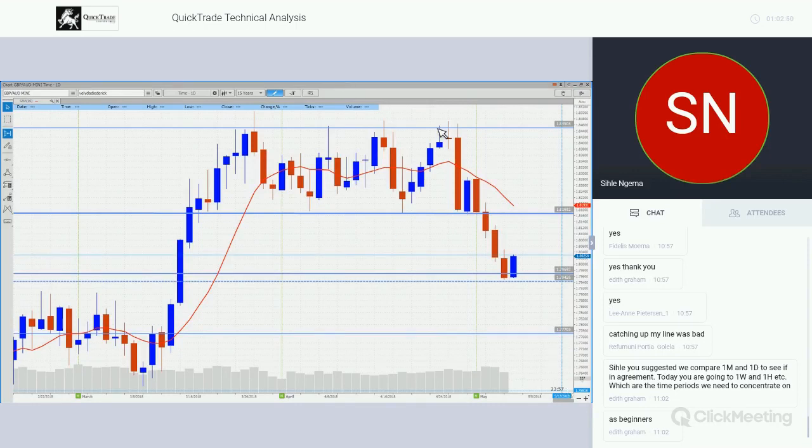You see the lines that we are drawing. I will change this to an hourly time frame now. The lines that we are drawing here apply to the hourly charts also. So you must check what the hourly time frame does when it gets to the line. It's important that you do that. I will show you now what I'm talking about.